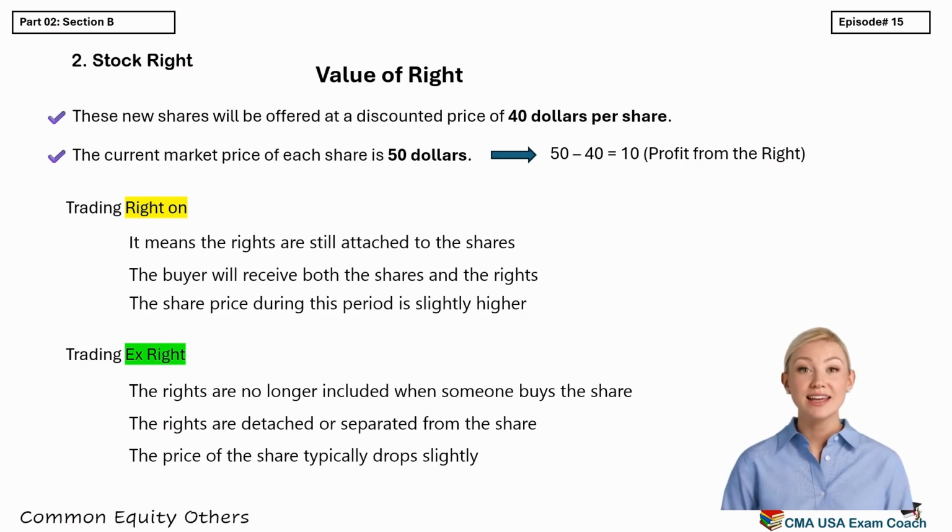So, to clarify it again, right on means selling the share with the right attached. X right means selling the share without the right. The right is now separated and can be traded or exercised separately if it is tradable. Understanding this difference is very important, especially when calculating the value of the right, because whether the share includes the right or not will affect how we determine its actual worth.